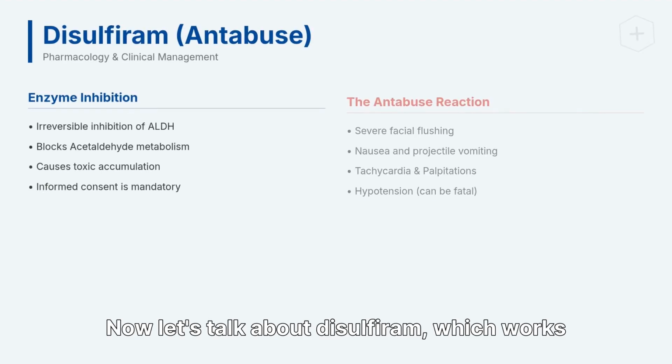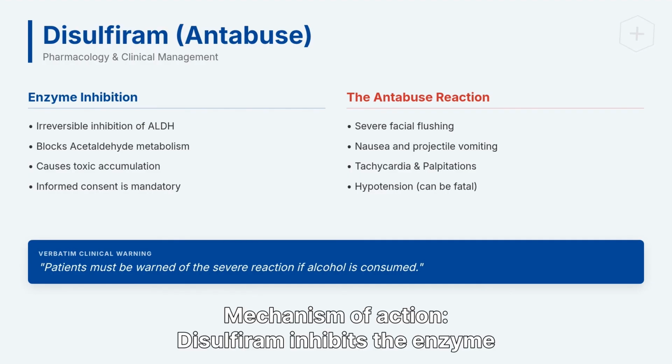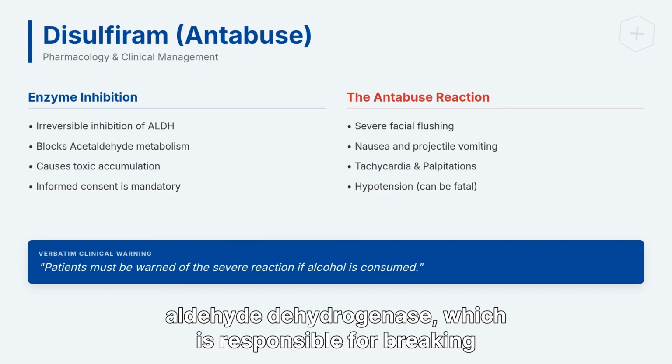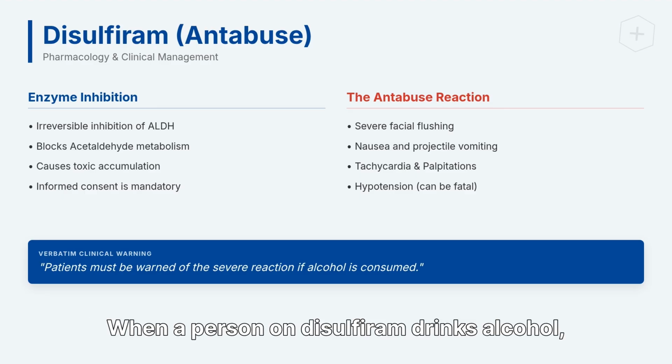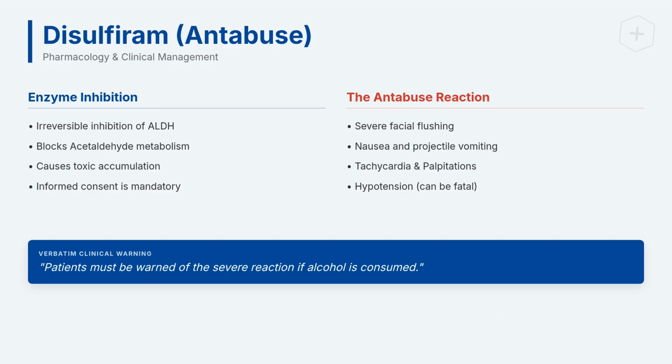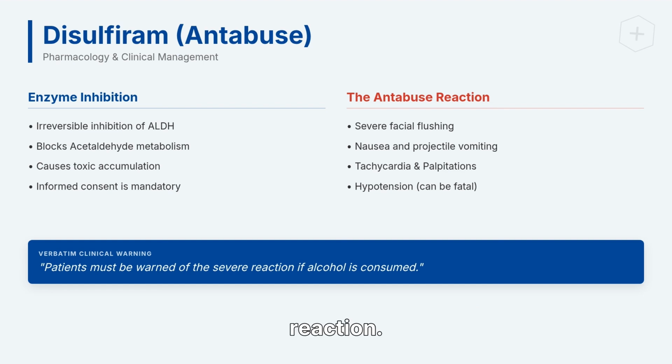Now let's talk about disulfiram, which works very differently from naltrexone and acamprosate. Mechanism of action: disulfiram inhibits the enzyme aldehyde dehydrogenase, which is responsible for breaking down acetaldehyde, a toxic metabolite of alcohol. When a person on disulfiram drinks alcohol, acetaldehyde accumulates rapidly, causing a very unpleasant reaction.